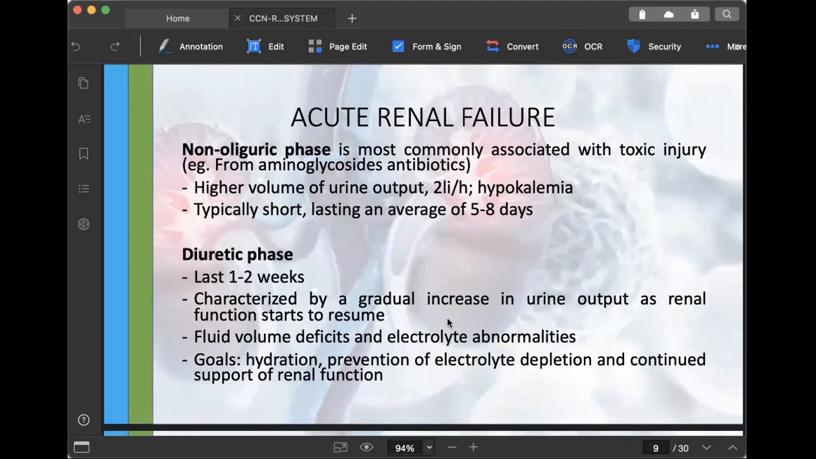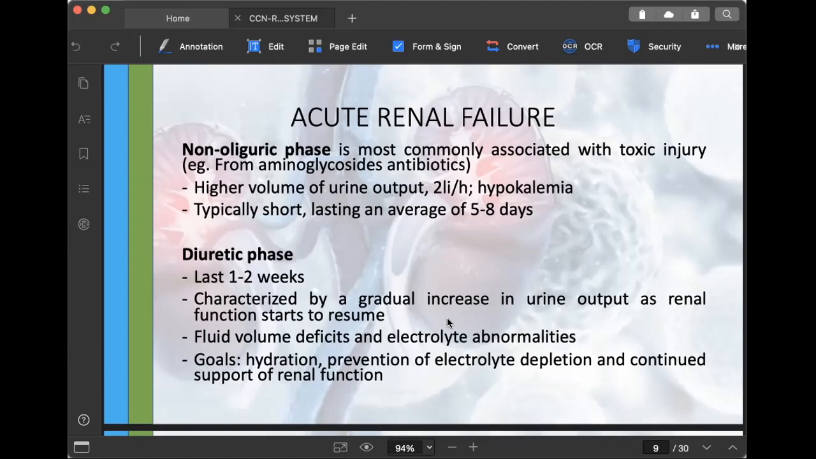Now, fluid volume deficits and electrolyte abnormalities can actually happen here. It's because there's going to be a normal urine output already, or more often than not, an increase in renal function or urine output. So what you're going to check here is fluid volume deficits, the manifestations, dehydration. You have to check the skin turgor of the clients as well as the ECG.